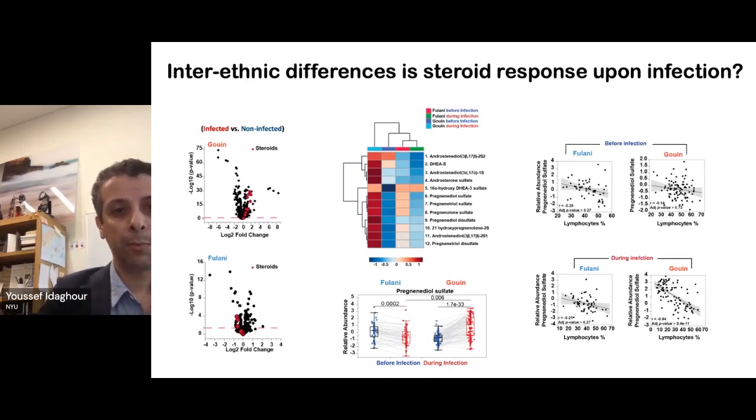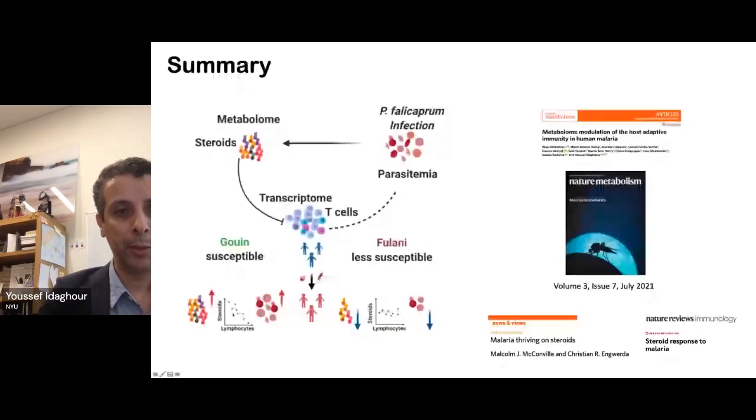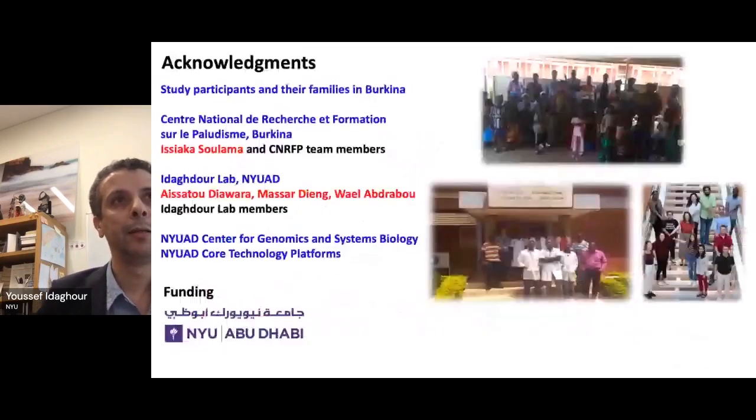And we see opposing trends in the Fulani and the Guan, this negative correlation between steroids and lymphocytes, which we don't see in the Fulani. And if you are interested in more details, the results have been published in Nature Metabolism in the issue of July, and also attracted a lot of attention from the community with some nice commentaries by the immunology field and infectious disease as well.